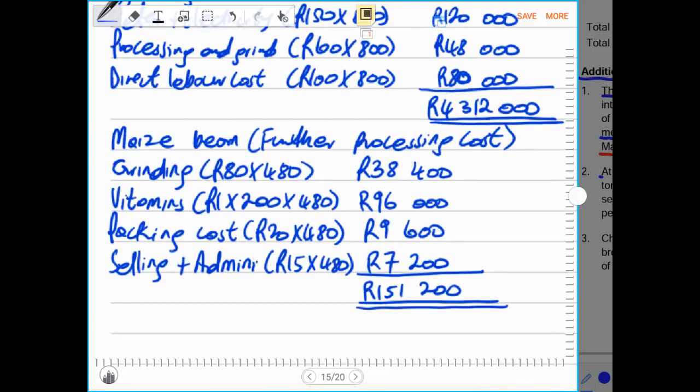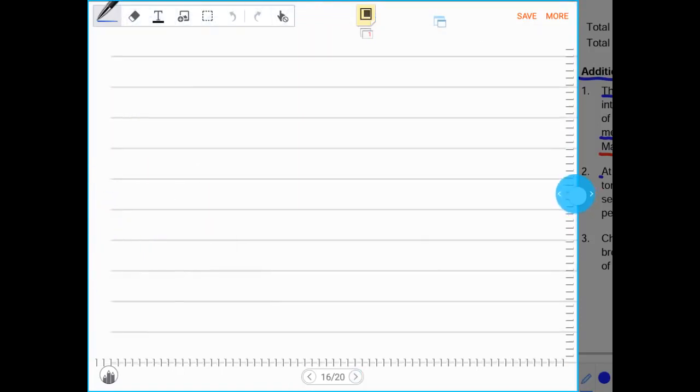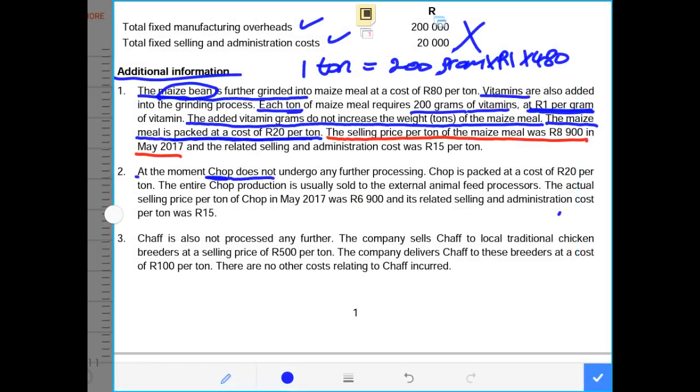So now we must go to the next product, and the next product is chop, where they say at the moment, chop does not undergo any further processing. Chop is packed at a cost of 20 Rand. Now, I just want to clarify this part, because they say at the moment, chop does not undergo any further processing, meaning chop is not further processed.